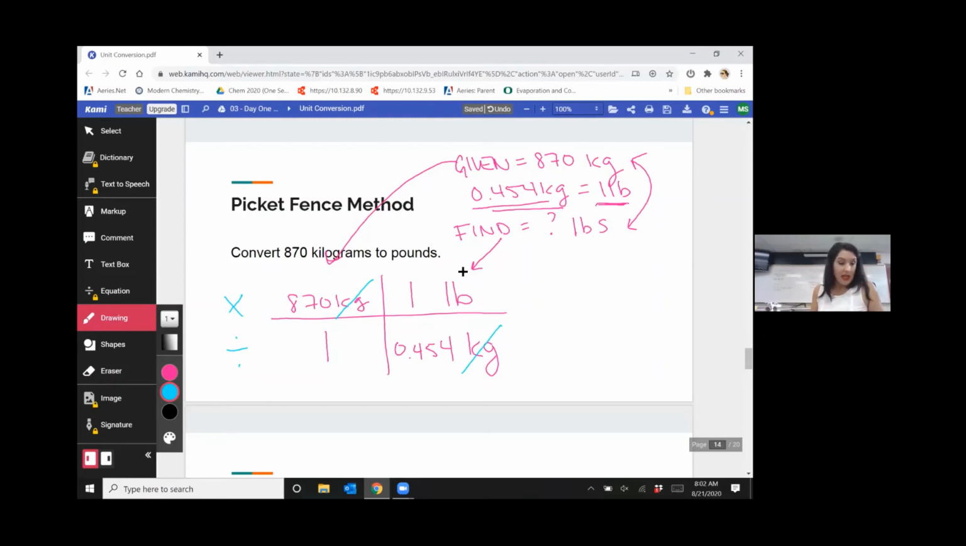All right, I came up with a nice big 1,916 and some change pounds. So 870 kilograms expressed in units of pounds is 1,916 pounds. All right, so for these next ones, I want you to pause the video, try it on your own, and then I'll show you the work at the very end.